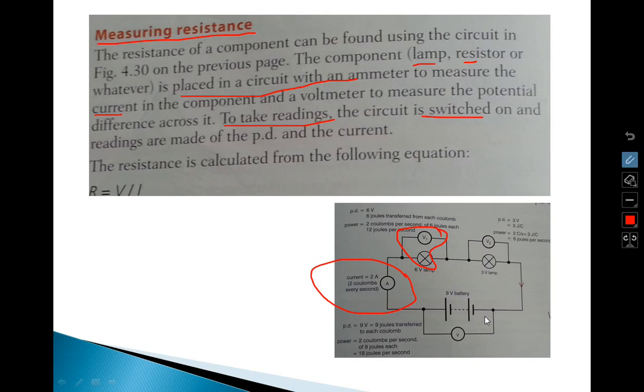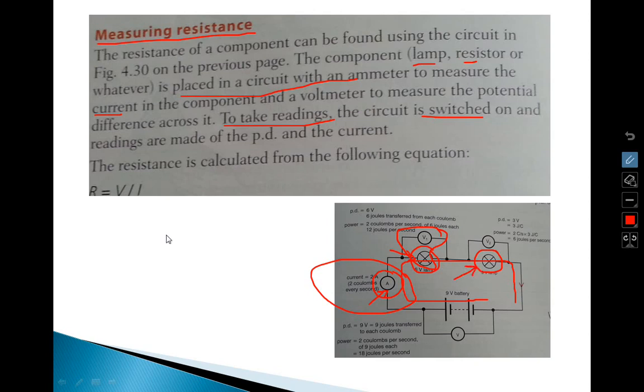When we switch the circuit on, current starts moving from here like this. Once the current is moving, there is a value of V here, a value of V here, and a value of V here, and there is resistance inside this component, and the resistance inside the component here, and the resistance inside the component here.